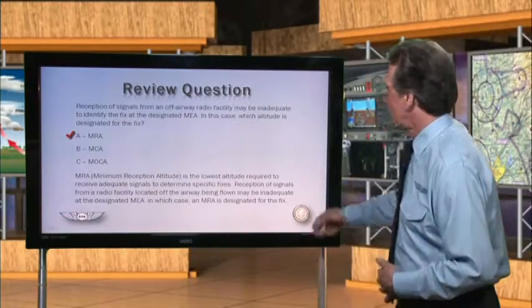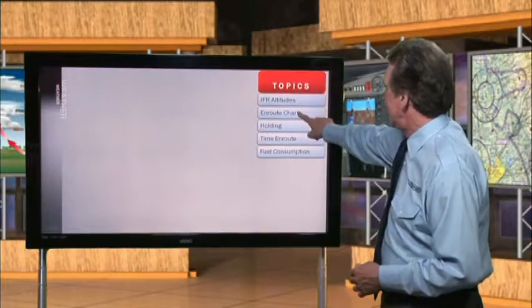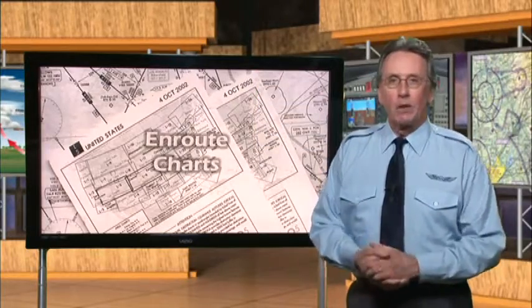Okay, let's take a look at another topic. Enroute charts. Join your instructor in the classroom for that one. Let's go over the enroute charts. IFR enroute charts are a key component for the operation in the instrument environment. They provide the information you need to navigate, select altitudes, communicate, and plan your flight.